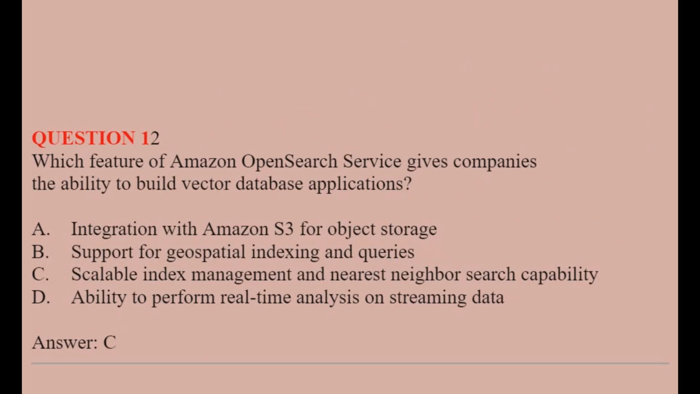Question is, which feature of Amazon OpenSearch Service gives companies the ability to build vector database applications? Option A. Integration with Amazon S3 for object storage. Option B. Support for geospatial indexing and queries. Option C. Scalable index management and nearest neighbor search capability. Option D. Ability to perform real-time analysis on streaming data. Correct answer is option C.